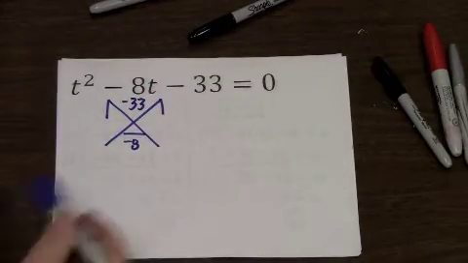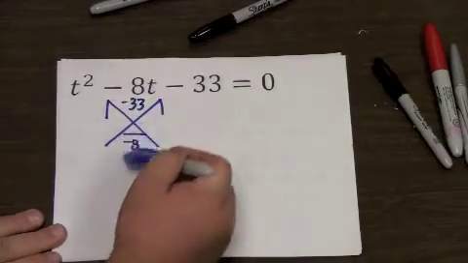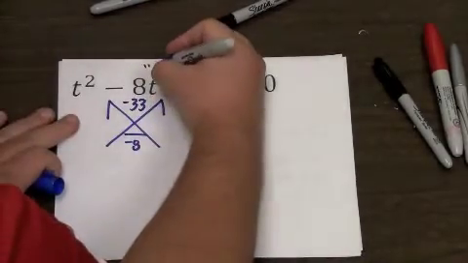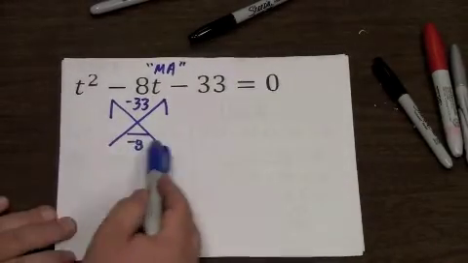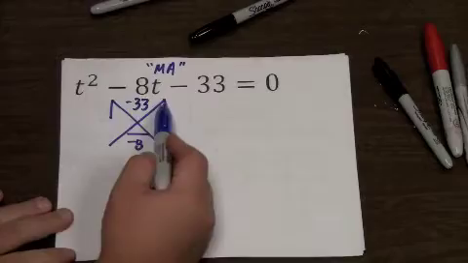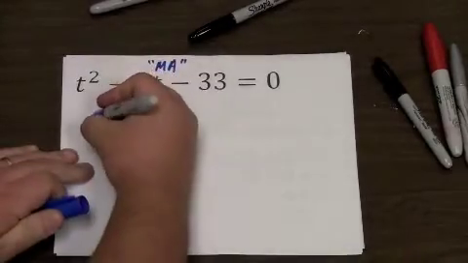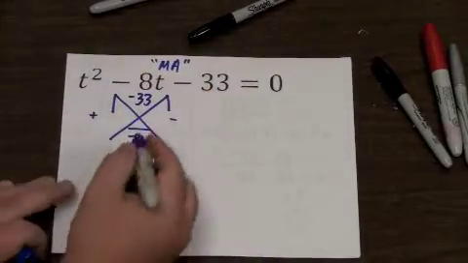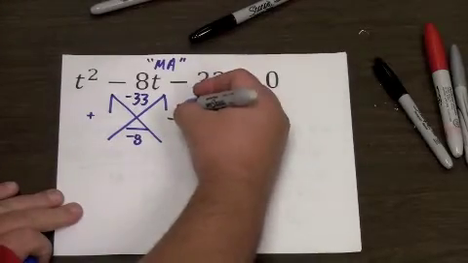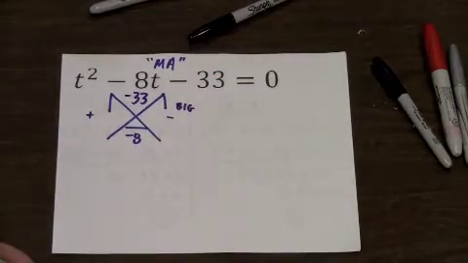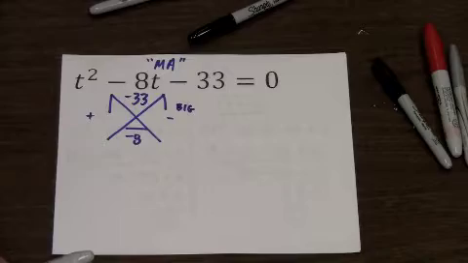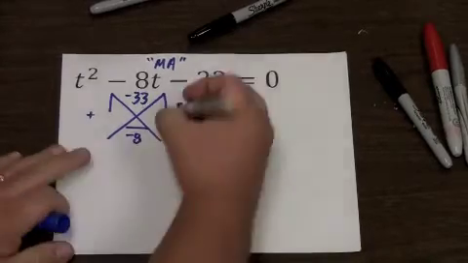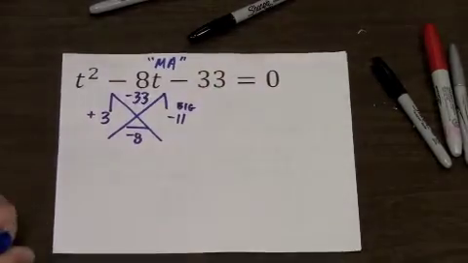Remember, the c value goes on the top and the b value goes on the bottom. And this is the MA method. M is for multiply, A is for addition. So we've got to multiply to get a negative, which means one's got to be positive, one's got to be negative. And we get a negative when we add, which means the bigger number must be the negative. Do some computations of different multiples of 33. Really, 33 only breaks up into 3 and 11. So 11 must go here, and 3 must go here, and we're good to go.